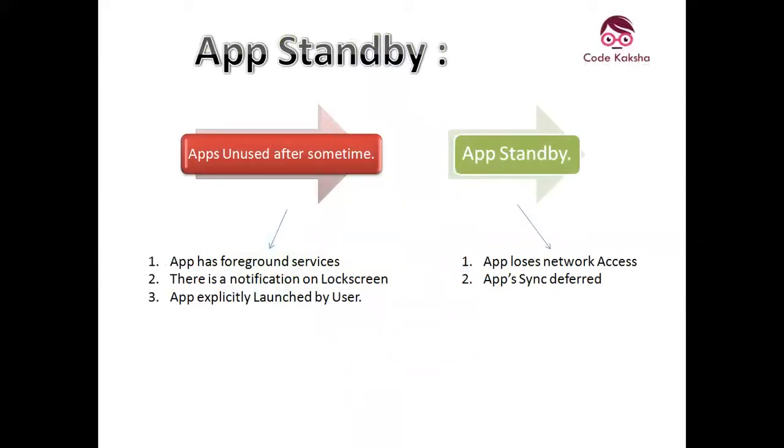For example, we have an app in foreground services, or an app has a notification on screen, lock screen, or the app is explicitly launched by the user, right? So the first one is apps unused after some time, and after that the app will go to standby. So what does this mean? This means that the app will lose its network access, right?